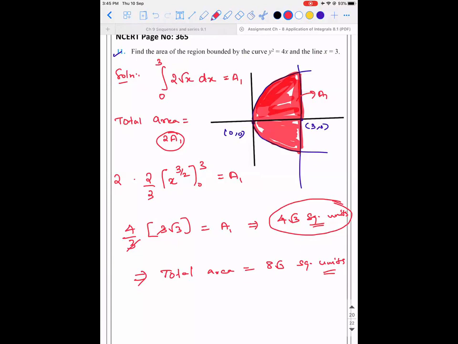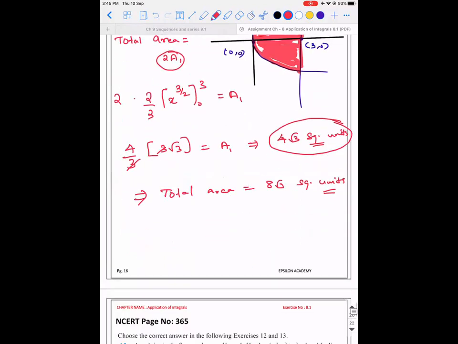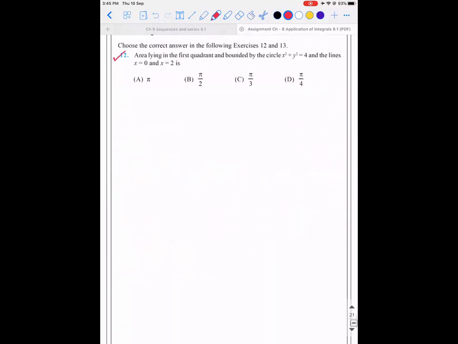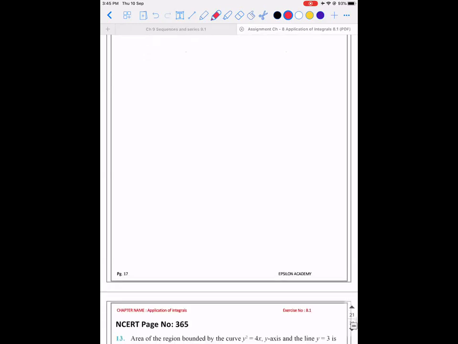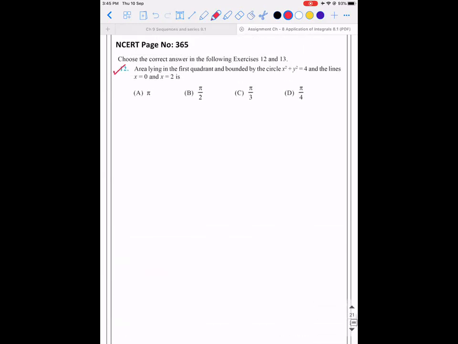Shall I move to the next one? 2 more problems, we are done with it. Area lying in the first quadrant and bounded by the circle x square plus y square is equal to 4, and the lines x is equal to 0 and x is equal to 2. Tell me in one step.